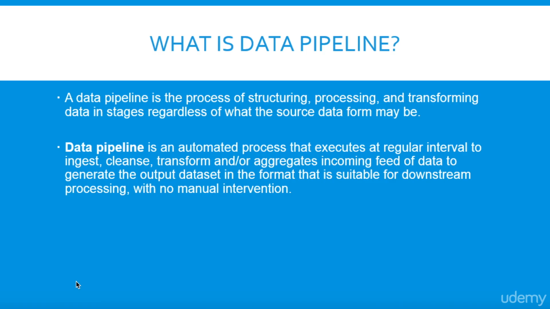A data pipeline is an automated process that executes at regular intervals of time to ingest, cleanse, transform, and aggregate an incoming feed of data to generate the output dataset in a format that is suitable for downstream processing with no manual intervention.